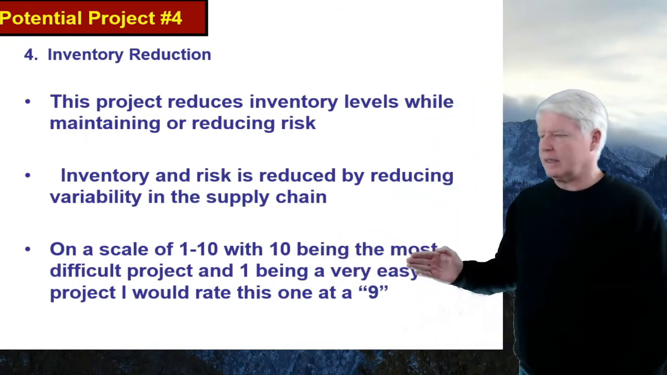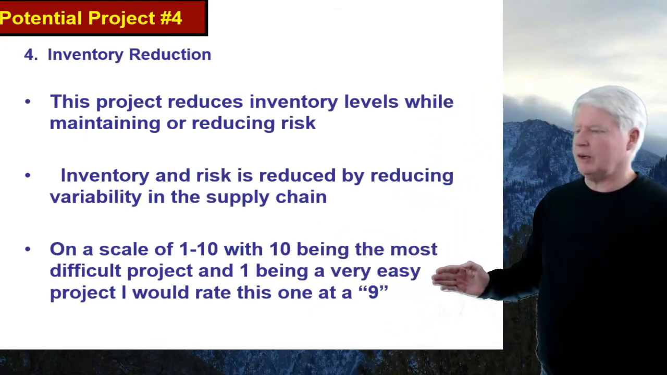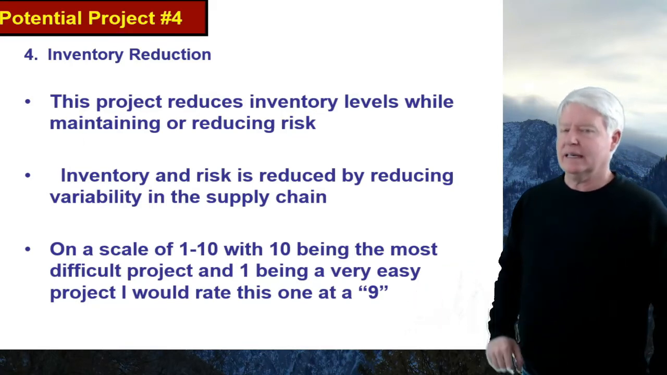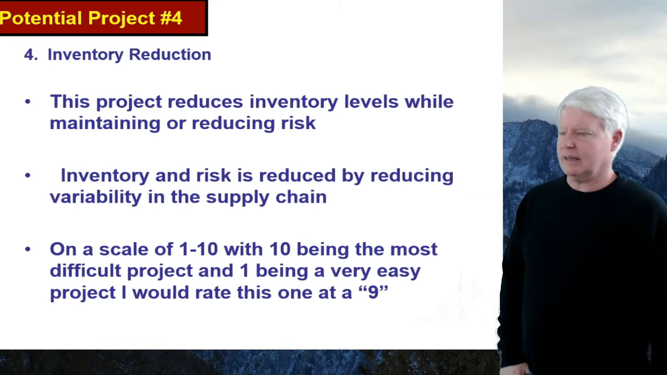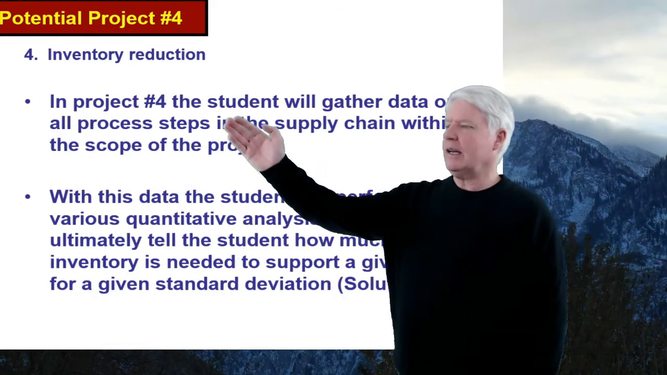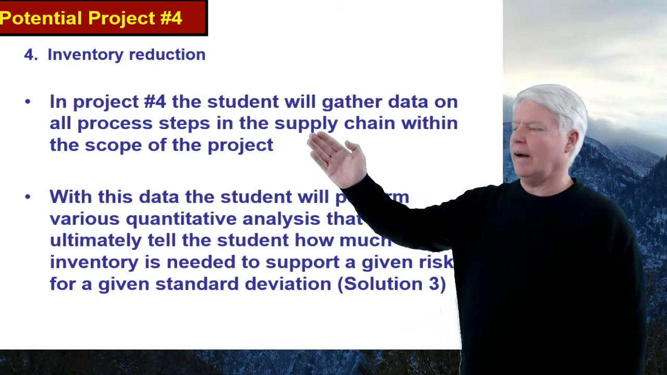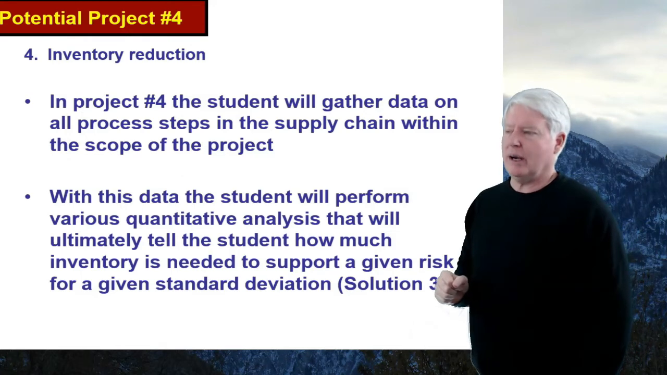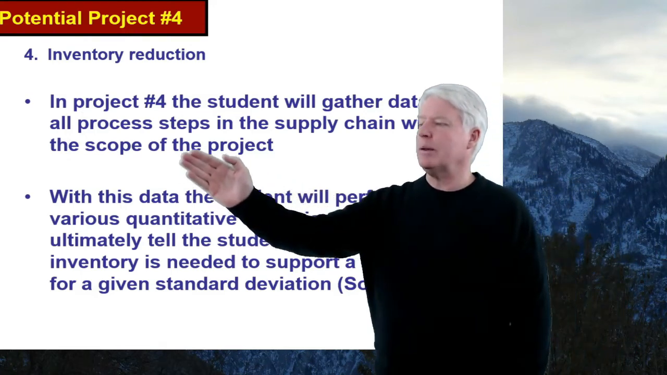On a scale of 1 to 10, with 10 being the most difficult project and 1 being a very easy project, I would rate this one at a 9. This is not an easy project. It has to do with solution 3, of course. That's one reason. In project number 4, the student will gather data on all the process steps in the supply chain within the scope of the project.